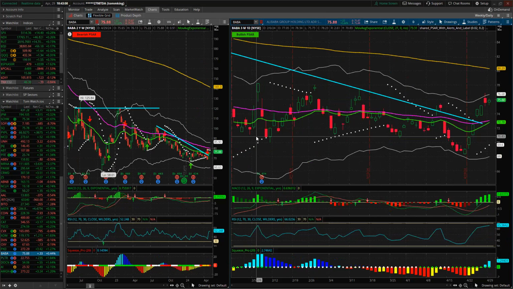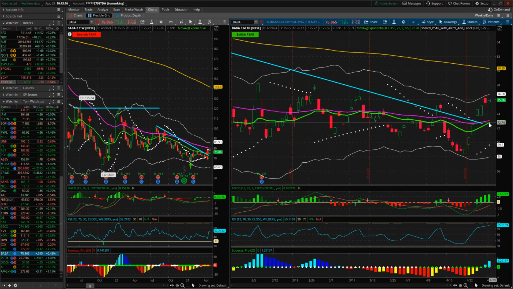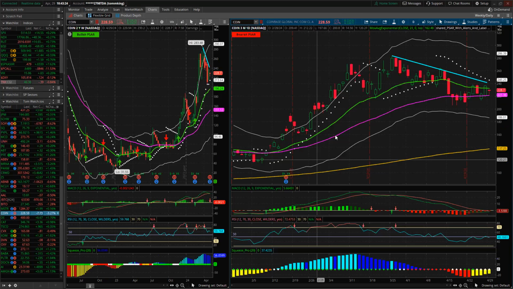I think Baba, the play was down here on this reversal, okay, and then it broke the uptrend line. If it had come down and touched this, it would have been a perfect bounce or play. But I think China stocks look pretty good. Okay. Coin, we're still in the downtrend.